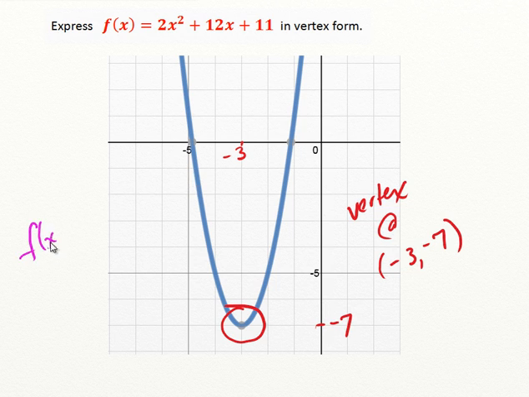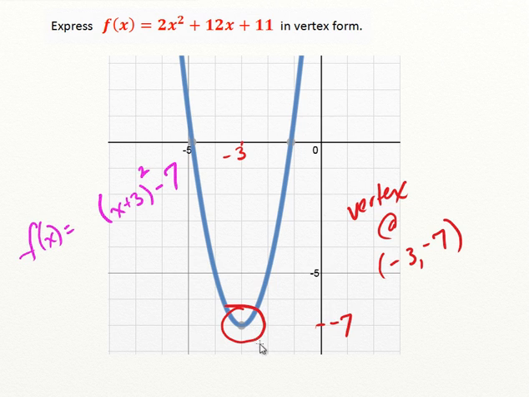Okay, well, in order to write the equation in vertex form, we would need to write f of x equals some sort of a value, which is the stepping pattern, and then the coordinates of the vertex would actually be included inside and outside a perfect square. Because this is -3, we would have x plus 3 inside, and the -7 on the end would be -7. And the question becomes, well, what the heck is this stepping pattern here?